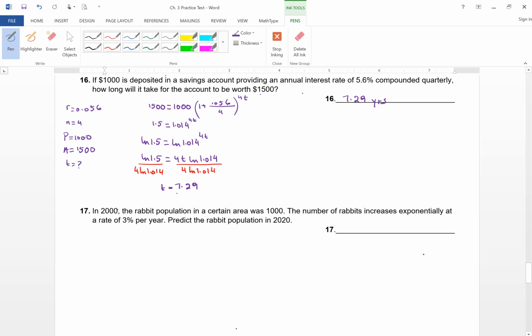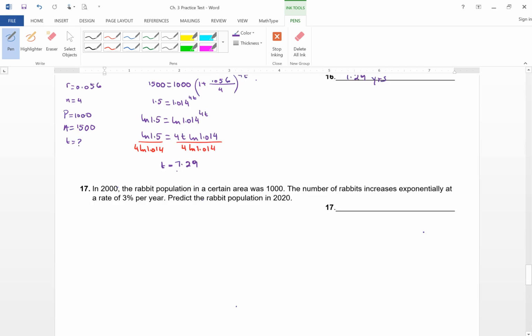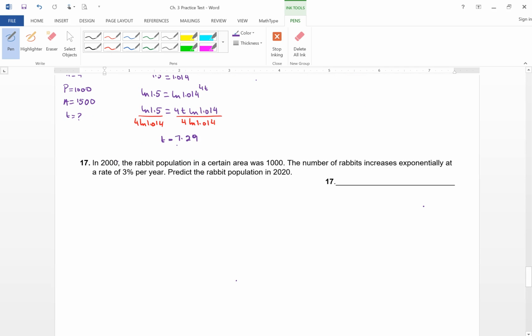Okay. In 2000, the rabbit population in a certain area was 1,000. The number of rabbits increases exponentially at a rate of 3% per year. Predict the rabbit population in 2020. So r is 0.03.